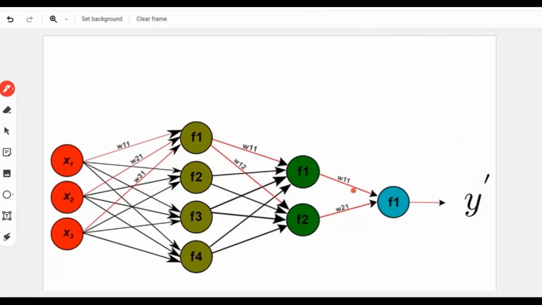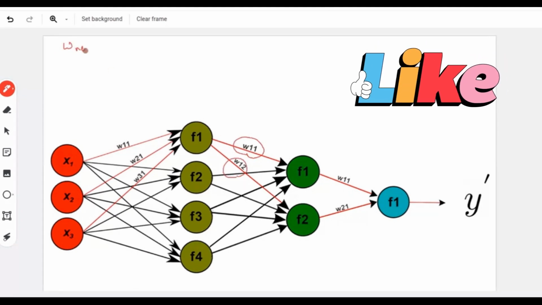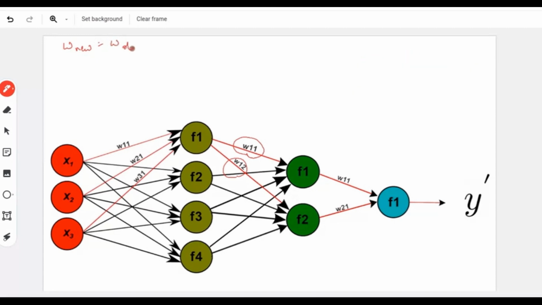So we calculated here. Now let us go and understand how we will update these weights. Again, let's write the formula. I'm writing this again and again so that you all can learn about it.